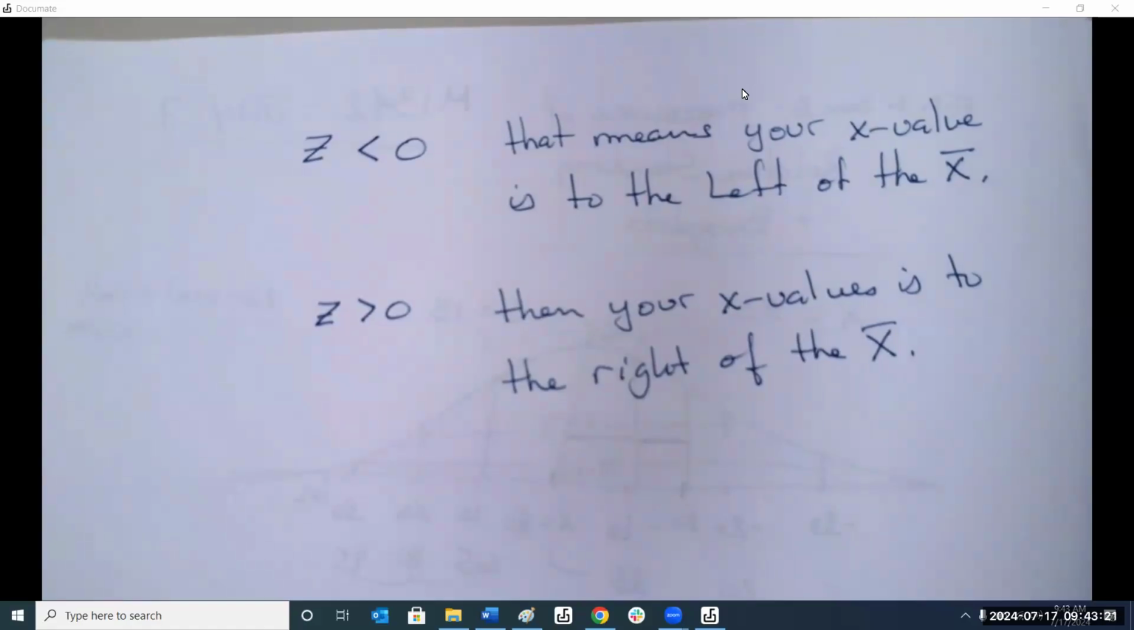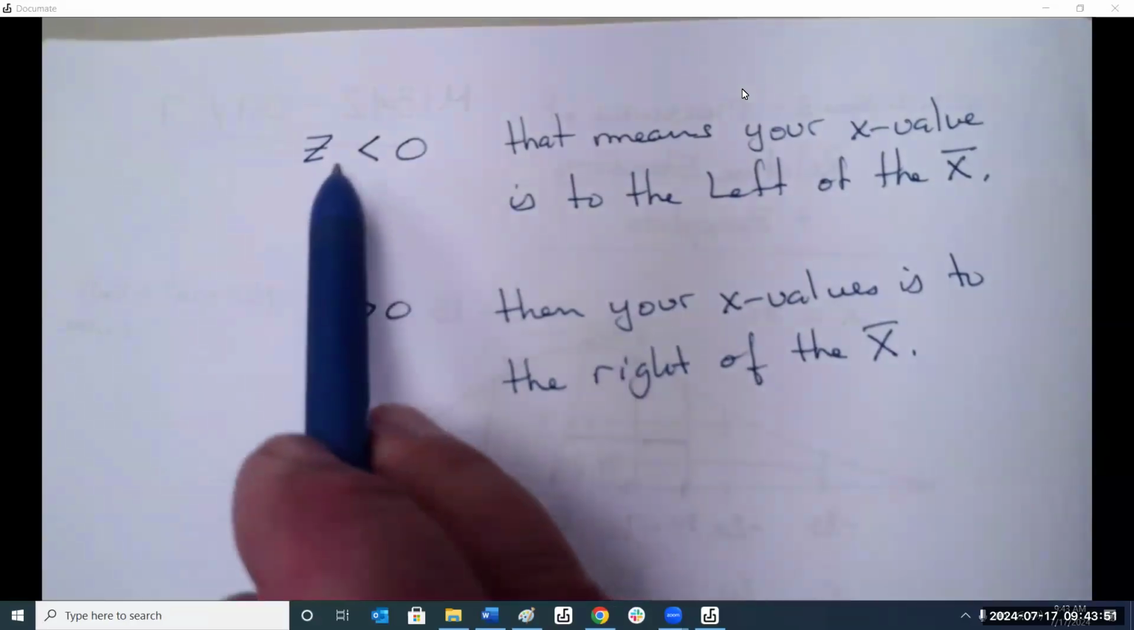That should just be one of those no-brainers. Why is that the case? Why is the z-score negative if it's to the left? Because left is significantly low. You can't use the word significant there. We said we have it as a negative.